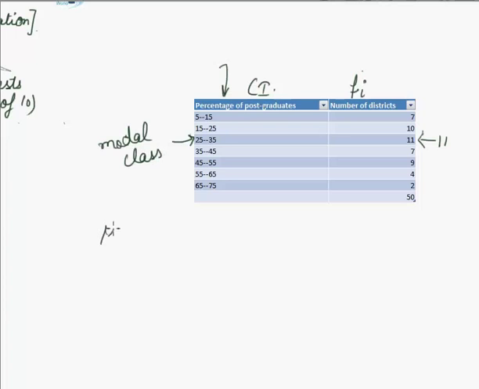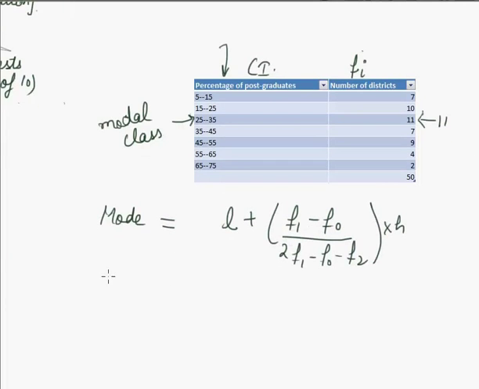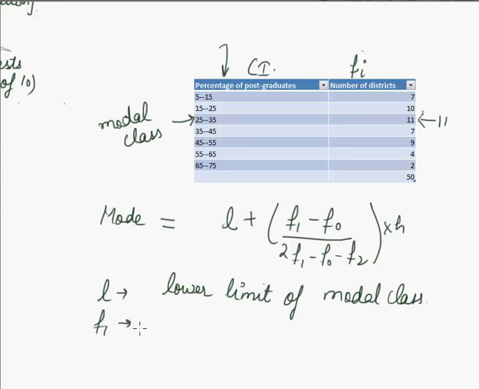And mode for a grouped frequency distribution data is given as L plus F1 minus F0 over 2 F1 minus F0 minus F2 into H, where L will be the lower limit of modal class, F1 will be frequency of modal class, that is, here L is 25, and F1, that is frequency of modal class, is 11.